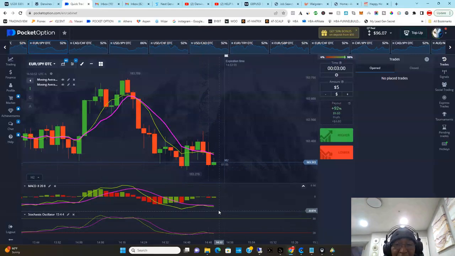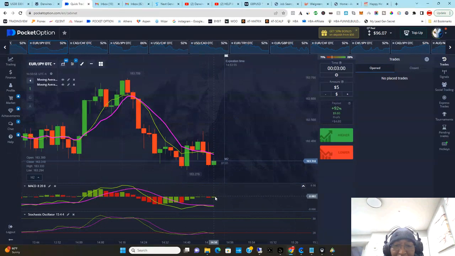We can wait for a few minutes and see what's happening here. I see a green one forming, but it is below the midline, so they have to be above the midline for us to jump in with a call option, because that's the setup.